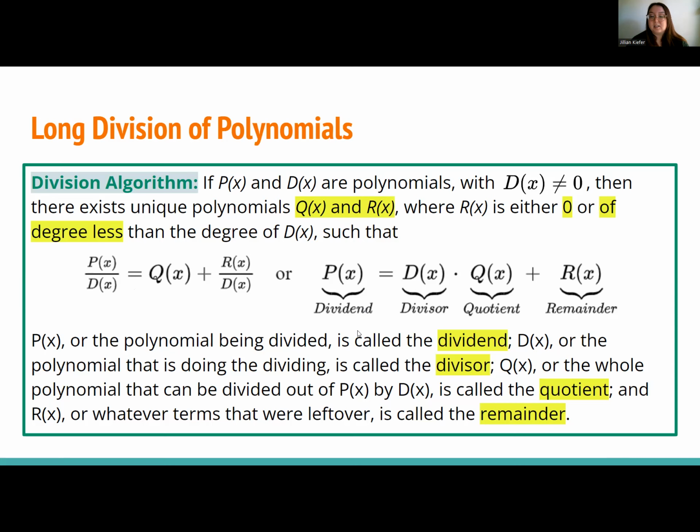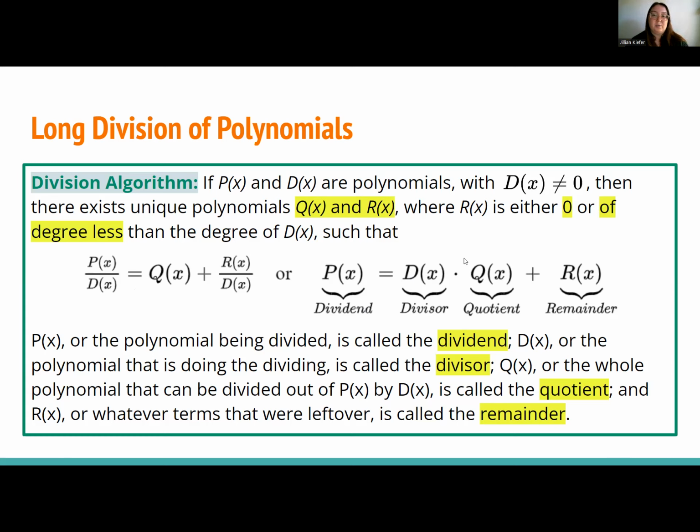The other form is this longer one. We don't see any more fractions in this case. We do write them all out. So we have p of x, which is the dividend, which is equal to d of x, the divisor, times the quotient, plus the remainder. So we have two forms of the division algorithm.